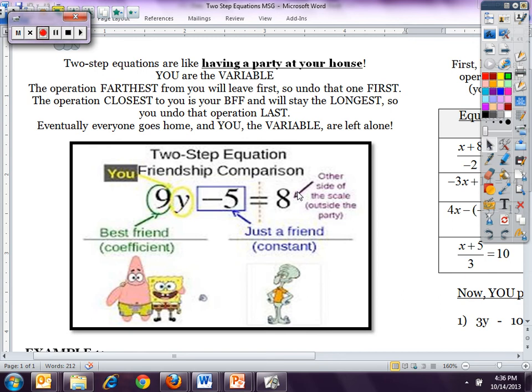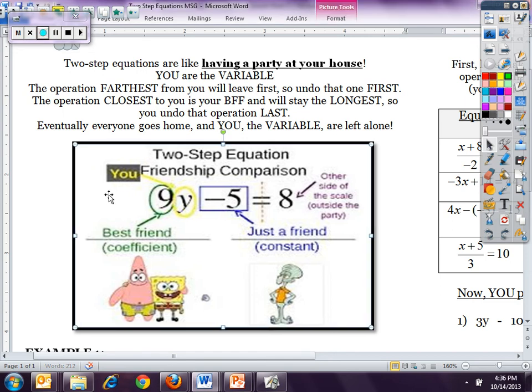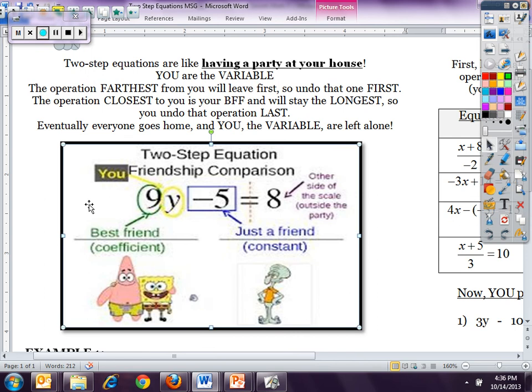So this is just giving you a comparison, basically a way to break down your equation. So you are given 9y minus 5 equals 8. You can read the little story that it has about your best friend being closest and staying till last. So it's the thing that's closest to you, and then those that are further away, which would be your constant. Okay, so your coefficient and your constant. So I like to think about it as getting rid of my constant when it's written like this, or getting rid of the thing that's furthest away from the variable first.